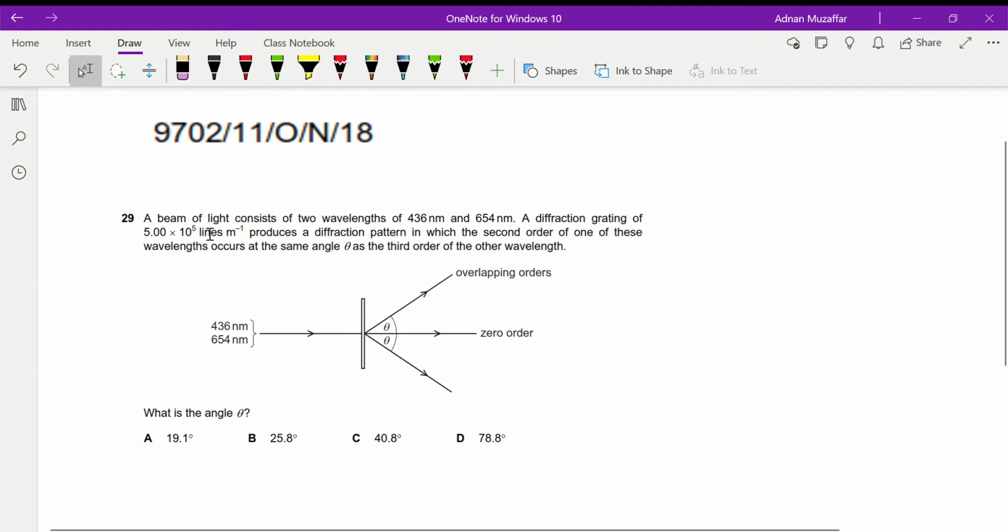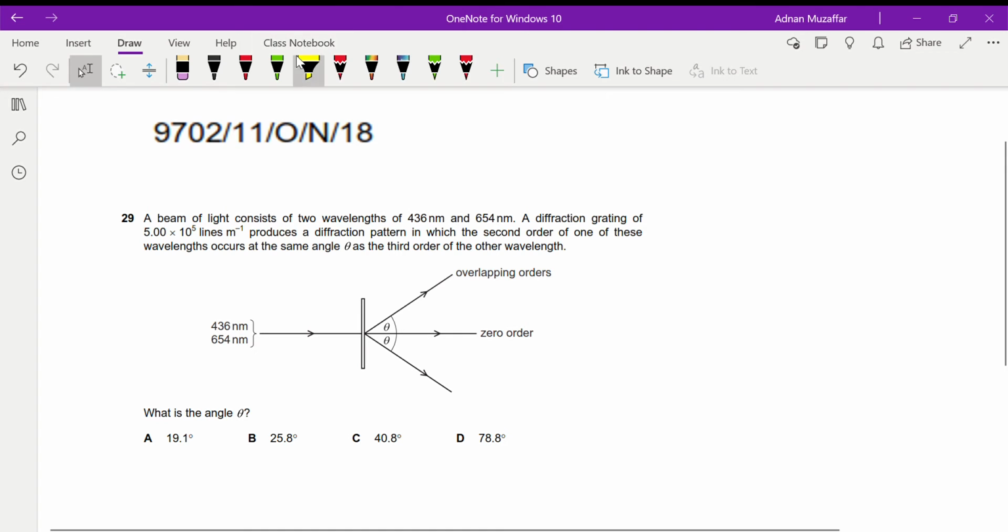A beam of light consists of two wavelengths of 436 nanometer and 654 nanometer. A diffraction grating of 5 into 10 to the power 5 lines per meter produces a diffraction pattern in which the second order of one of these wavelengths occurs at the same angle theta as the third order of the other wavelength. So the first important thing is we need to understand very carefully the statement of the question.